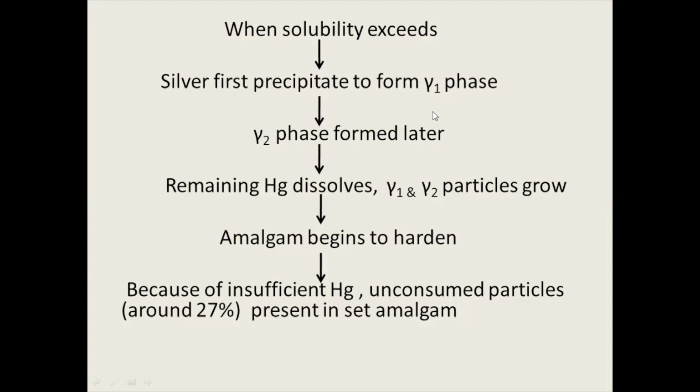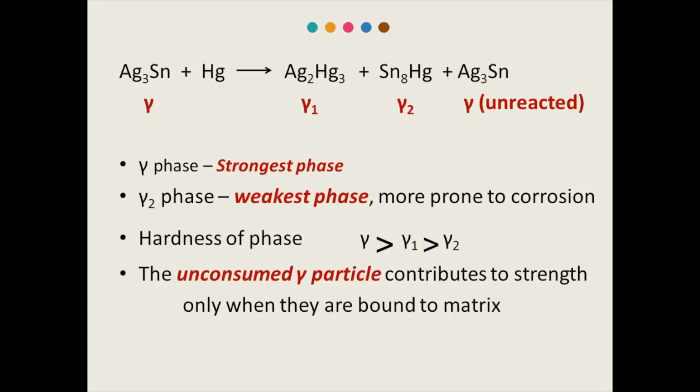Now there are certain alloy particles that remain in the structure which are unconsumed particles, means all this mercury was used up in formation of gamma 1 and gamma 2 phases, and these particles have remained unconsumed, means they did not get the mercury because of the insufficient mercury present in the structure. So these unconsumed particles are present in the set amalgam, and that is around 27% present in the set amalgam. So how is the reaction that we will have to write?